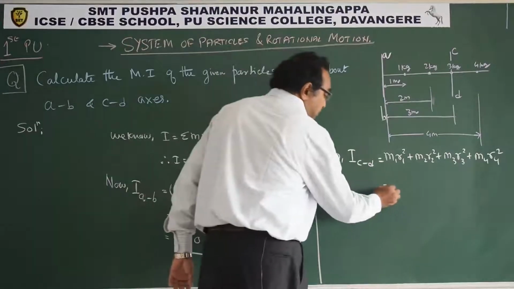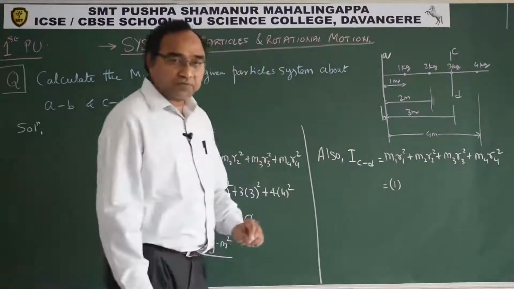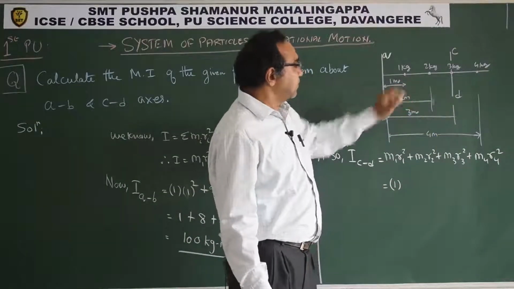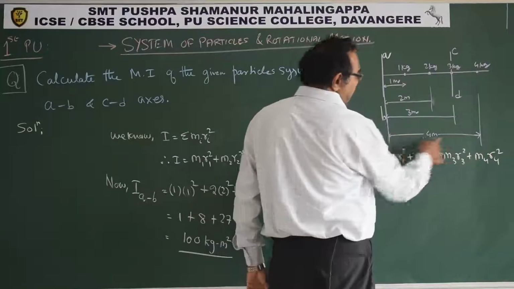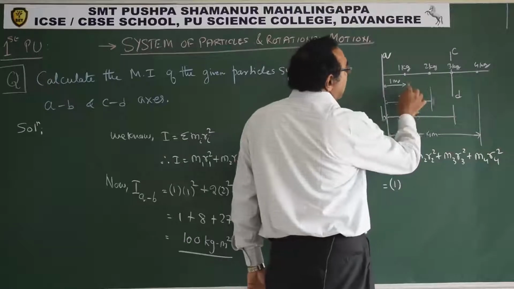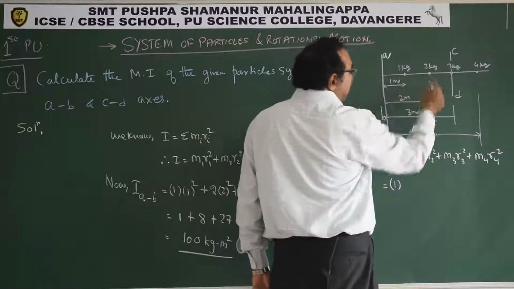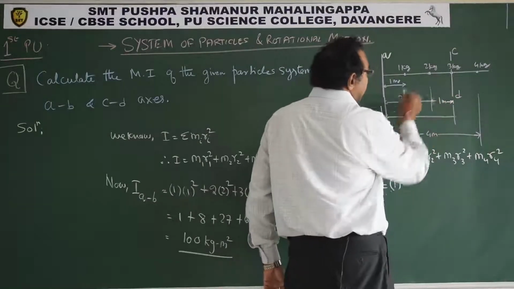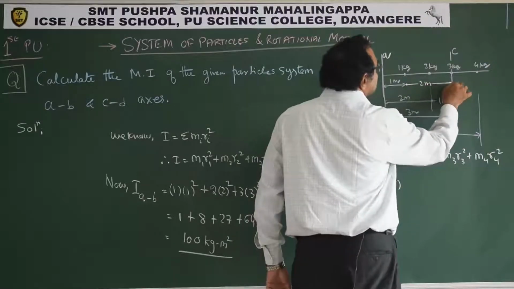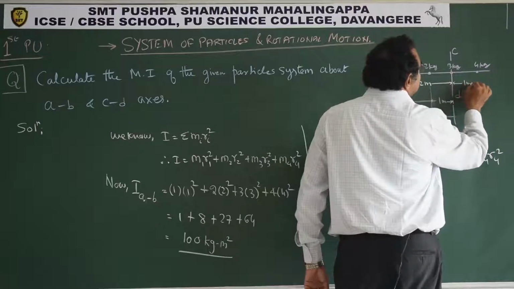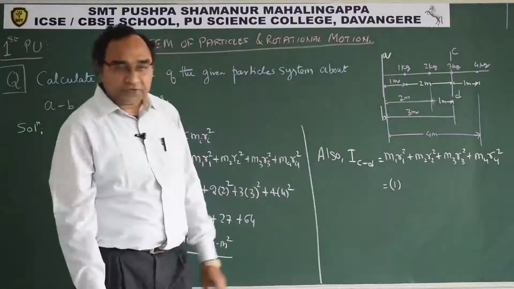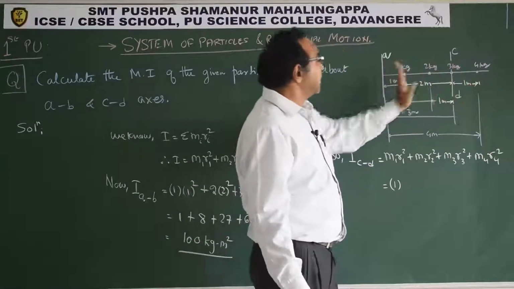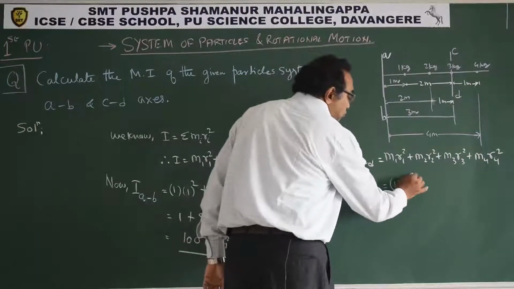So what do we get? What is the distance of 1 kg from CD? CD is here. See here, this is 4 meter, correct? So how much will be the distance of 2 kg? See, this is 3 meter. This is your 1 meter, and this is your 2 meter, and this is your 1 meter. This is what we get by simple calculation, correct? So the distance of the 1 kg mass from CD is 2 meter, so it is 2 square.